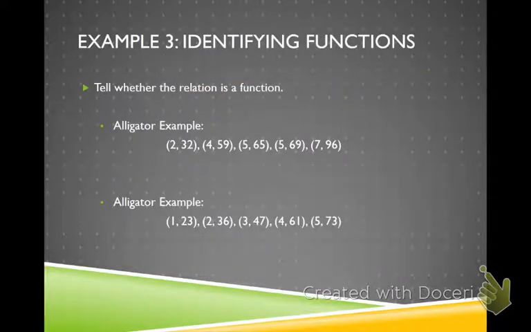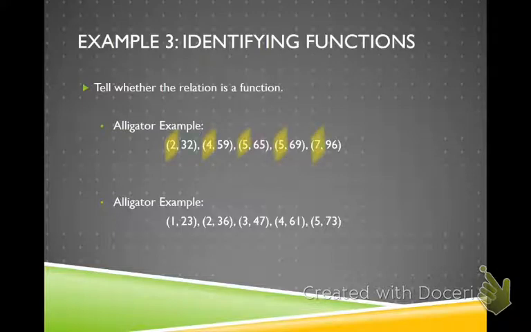Because in example 3, all you're doing is identifying whether or not a set of numbers is a function or not. And here's the kicker. All right, and write this down. If the input repeats, that's a red flag. You just need to look at the input values in the relation.